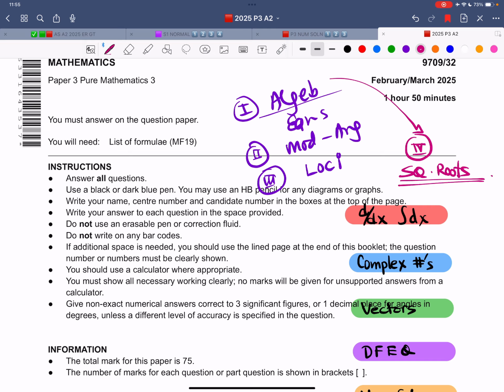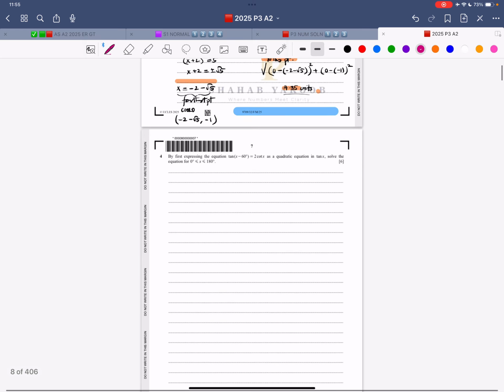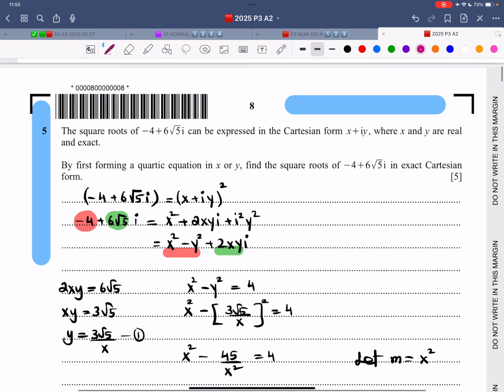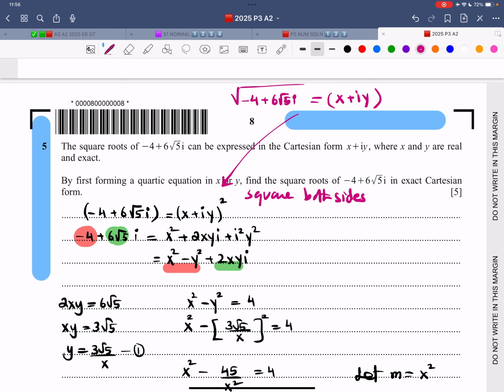So now when we talk about square root, this is the first February March paper, question number 5. So let me focus on question number 5. That is this one. It says the square roots of a complex number. So we say that the square root of the complex number minus 4 plus 6 root 5i is another complex number, that is x plus iy. And then we start from here, that is square both sides. So when we square both sides, the square root disappears.